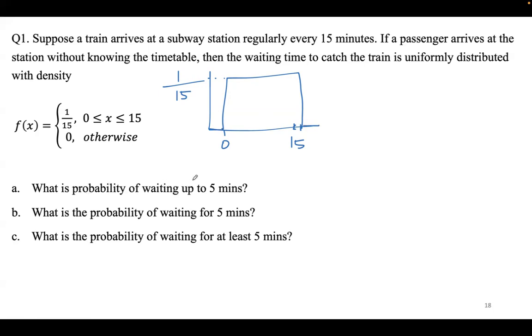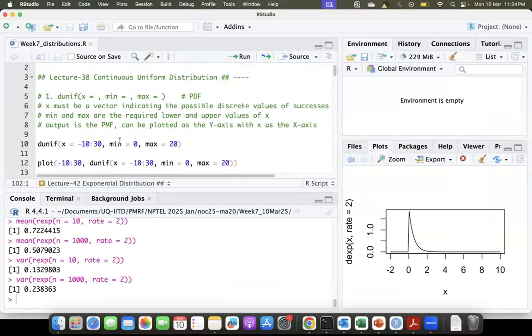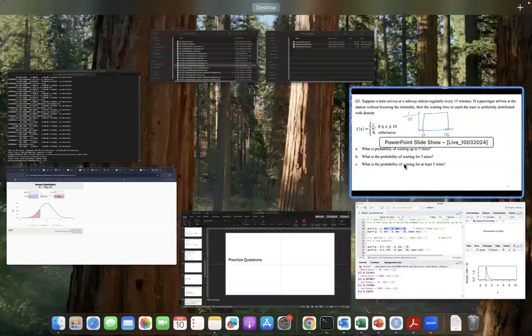What is the probability of waiting for up to 5 minutes, waiting for 5 minutes, and waiting for at least 5 minutes? Now, you have multiple ways of solving this. You can obviously plug in these values in R. You have the punif function, which we just saw here. You can specify 0 and 15 as min and max, and you'll get those values.